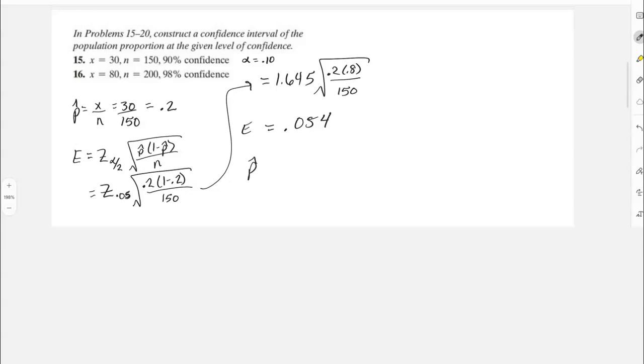So if I take my p hat and I add and subtract my error, that's 0.2 plus or minus 0.054. So if I take 0.2 and subtract 0.054, I'm going to get 0.146. So there's my lower bound. If I take p hat 0.2 and add 0.054, I'm going to get 0.254. So there's my confidence interval.